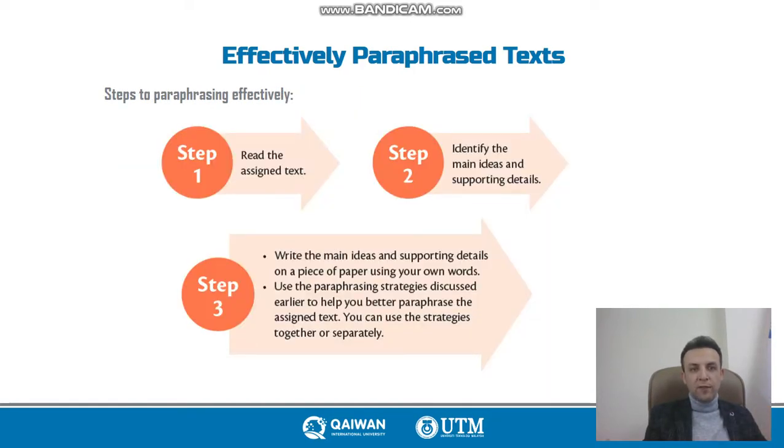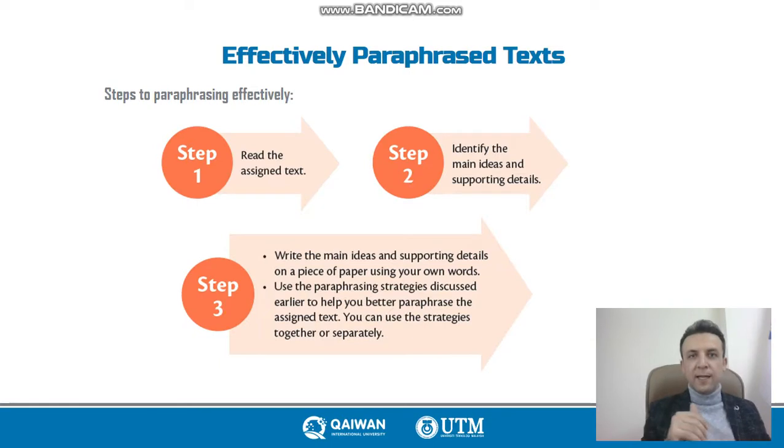And here we have different steps toward paraphrasing. We say step number 1 is to read the assigned text. You first need to read it carefully to understand the ideas. Step 2 is to identify the main ideas and supporting details. Understanding the structure of a paragraph and the structure of an essay will help you identify the important points, the main ideas in an essay or in a paragraph. Step 3 is write the main ideas and supporting details on a piece of paper using your own words.